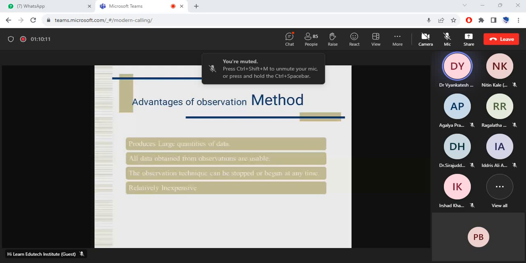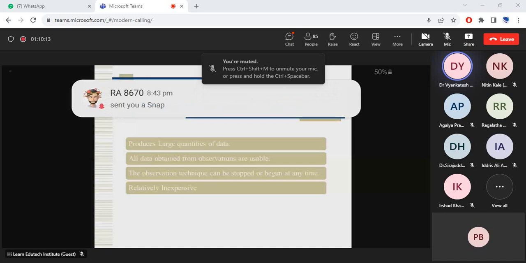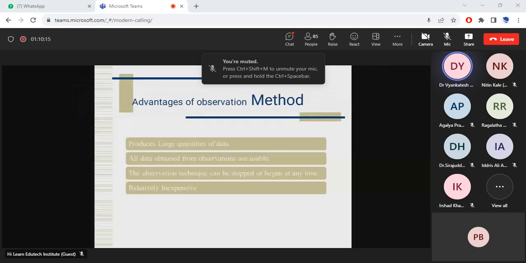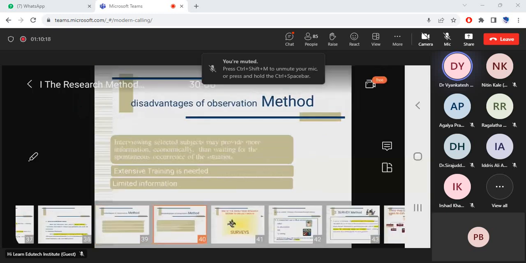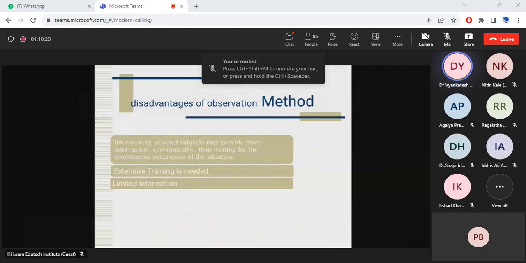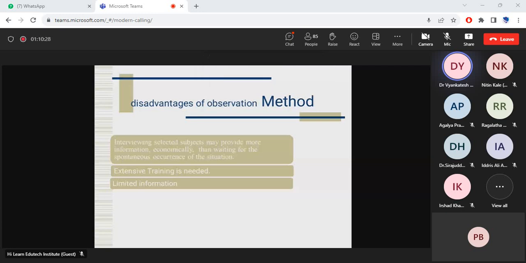So disadvantages of observation methods: interviewing selected subjects may provide more information economically than writing of the spontaneous occurrence of the situation. Extensive training is needed and there are limitations in information. Definitely, interviewing selected subjects may provide additional information economically than writing a spontaneous occurrence of the situation. So intensive training is needed and limitations in the form of information. So that makes sense in that particular disadvantages concern.